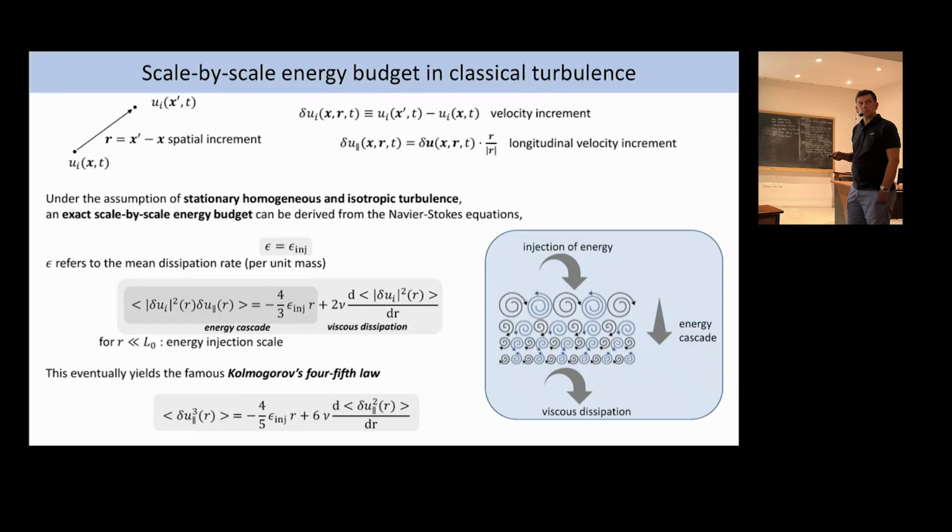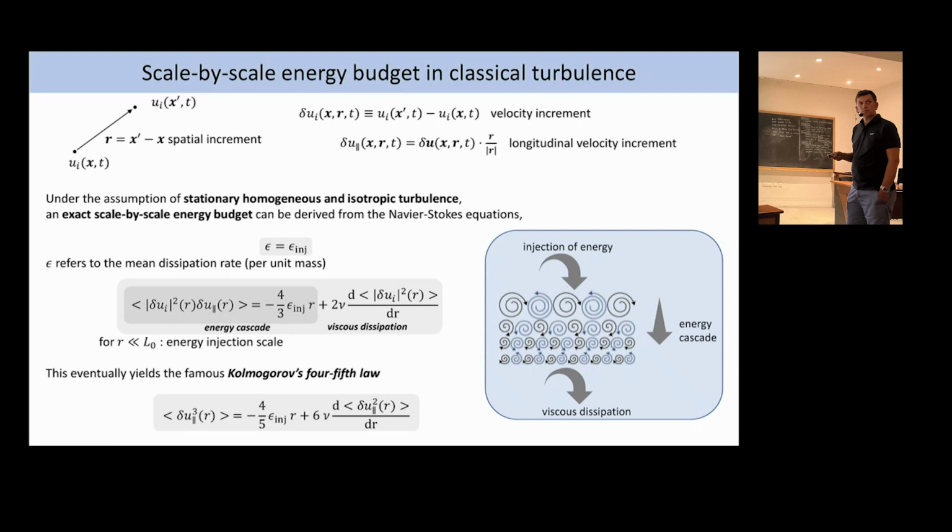Okay, so now I will switch to some analytical results. I want to recall a famous statistical equation we can get in classical turbulence, which is the Kolmogorov four-fifths law. Under the assumption of stationary homogeneous isotropic turbulence, one can establish an exact scale-by-scale energy budget from the Navier-Stokes equations. And this budget tells first that what is injected is dissipated in mean. So the dissipation rate is equal to the injection rate.